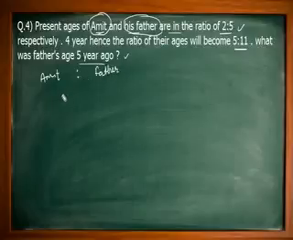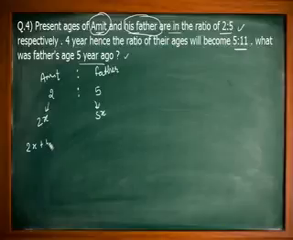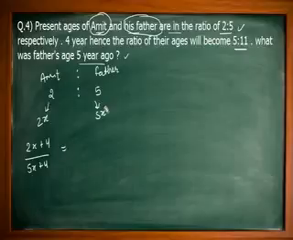So the ratio of their ages is 2:5. Suppose that is 2x and that is 5x. 4 years hence means 2x plus 4 and 5x plus 4 also. 4 years hence the ratio of their ages will become 5:11. Cross multiply and you will get the value of x, it will be 8.